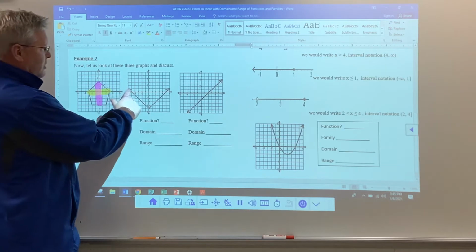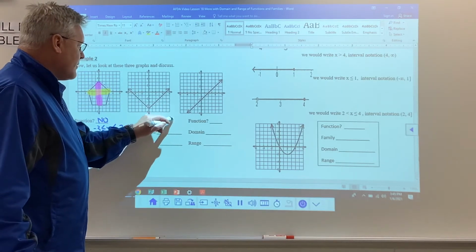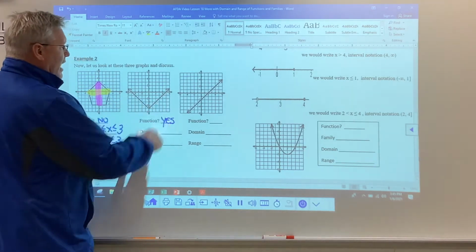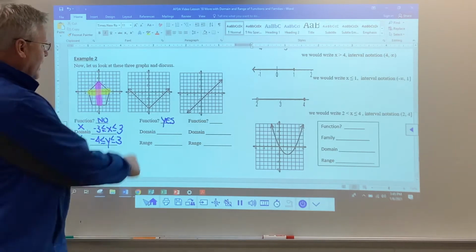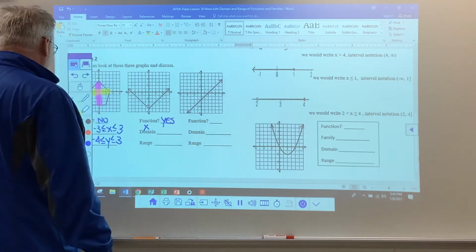Let's look at this function right here. And yes, it is a function. That's an absolute value function if you remember graphing some of those things. So again, domain, we're thinking about x values. So if we start tracking here our x values real quick.